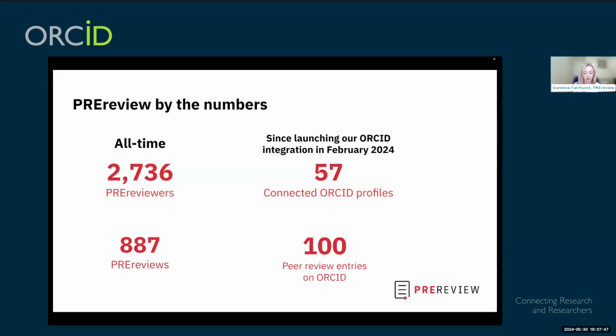There are currently about 887 PREreviews published, with about 100 peer review entries via PREreview on ORCID. So some of these reviews also have multiple authors, which then goes on to ORCID profiles. So we're very much at the start of this journey. We plan to do lots more engagement efforts in this area, and we look forward to seeing what this picture looks like a few months, a couple of years down the line, and see what the impact of this will have been.